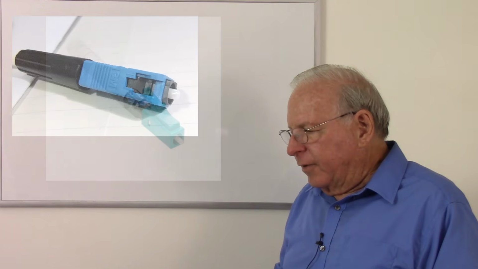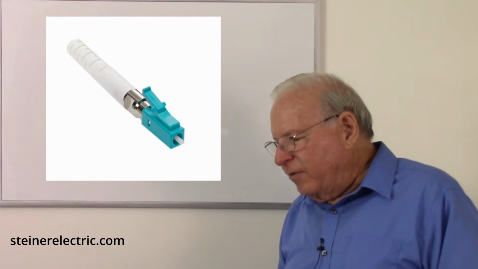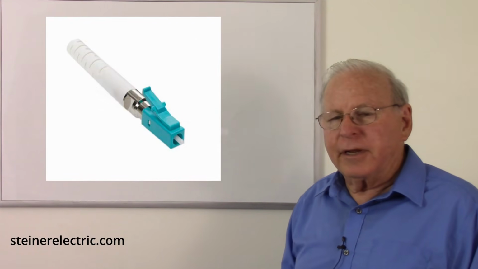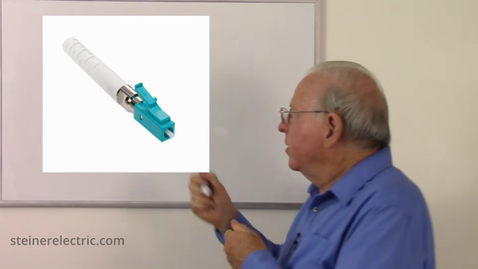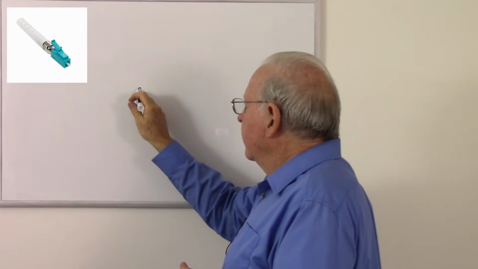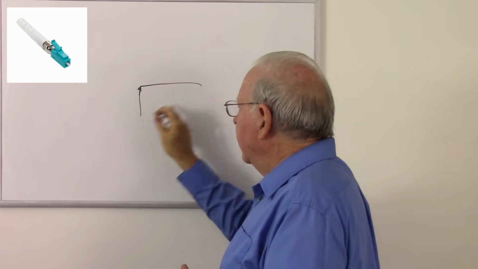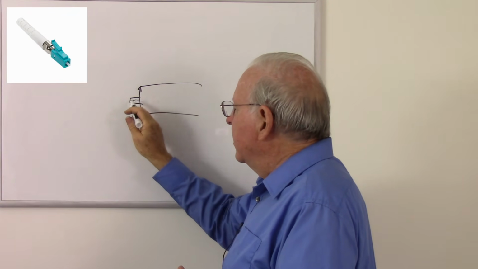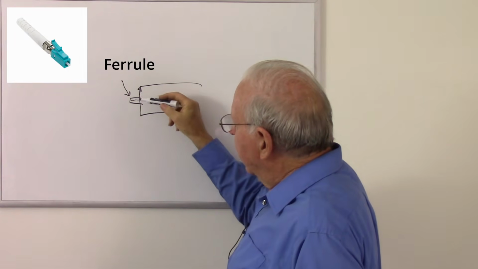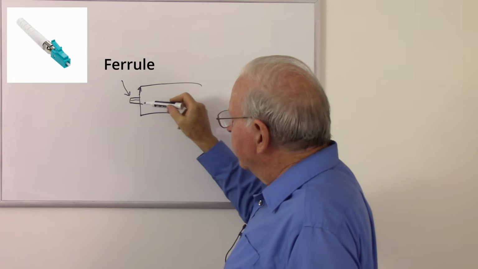And another one that I don't see very often, but apparently is common, is the LC or Lucent connector, which is much smaller and has a much smaller ferrule. So if we look at the connector, here's the main body of the connector, and there's a little thing that sticks out, and the fiber is right down the middle of that. That's called the ferrule, which protects the fiber.